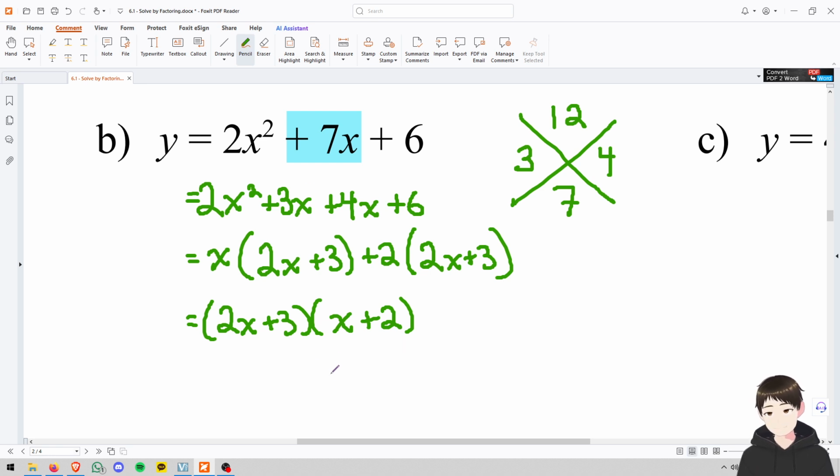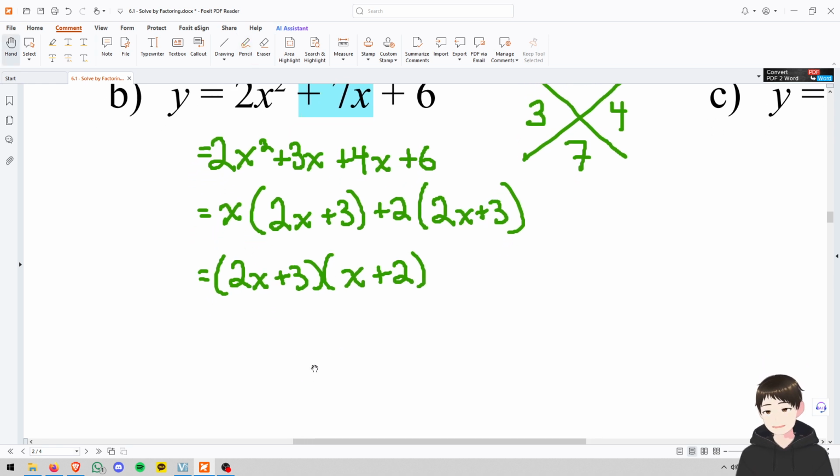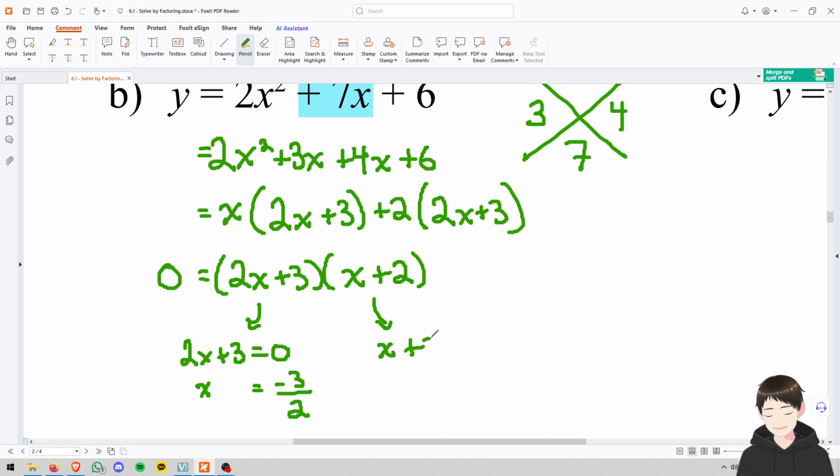Okay? Here it is. And now that I solved it in factored form, guess what the x is? If 2x plus 3 equals a 0, because I've set the y to a 0, then x has to be minus 3 and then divided by a 2. If x plus 2 equals a 0, what's the x got to be? Subtract 2. There it is.